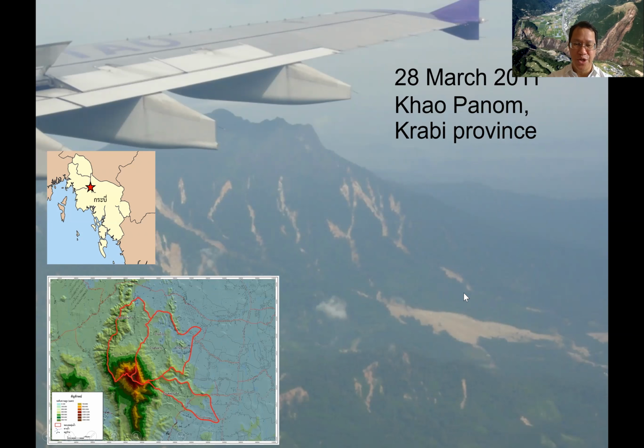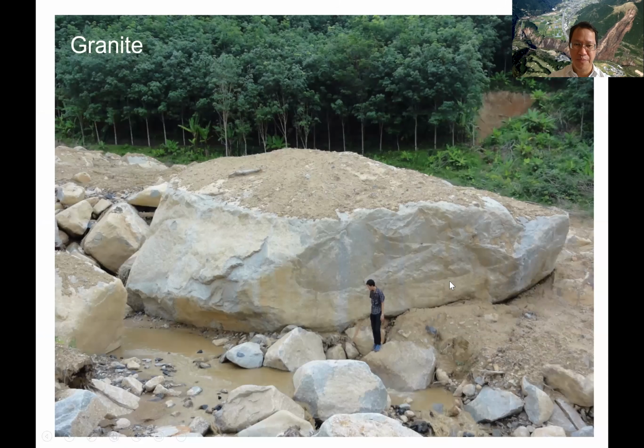Let me show you the debris, how it looks like. This is how it looks like. This is the rock that slid down from the mountain, and of course, if you look at this massive rock, there's almost no way that you can build any structure to resist this kind of momentum from this rock.